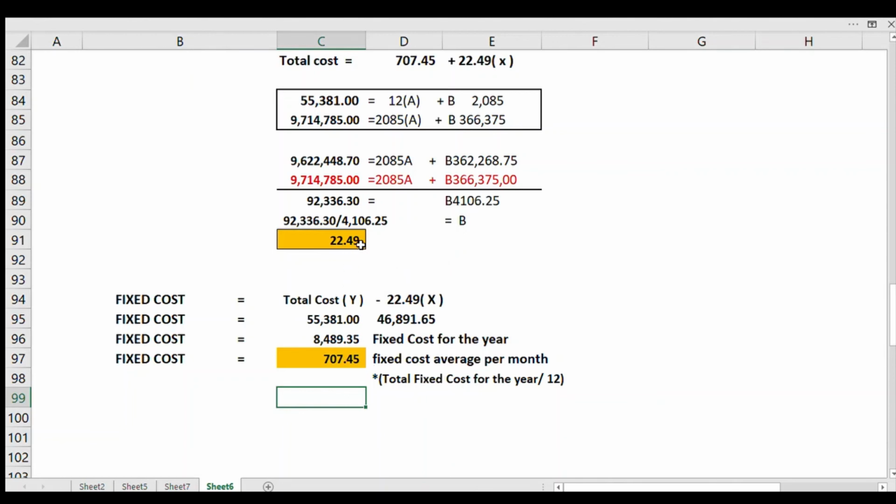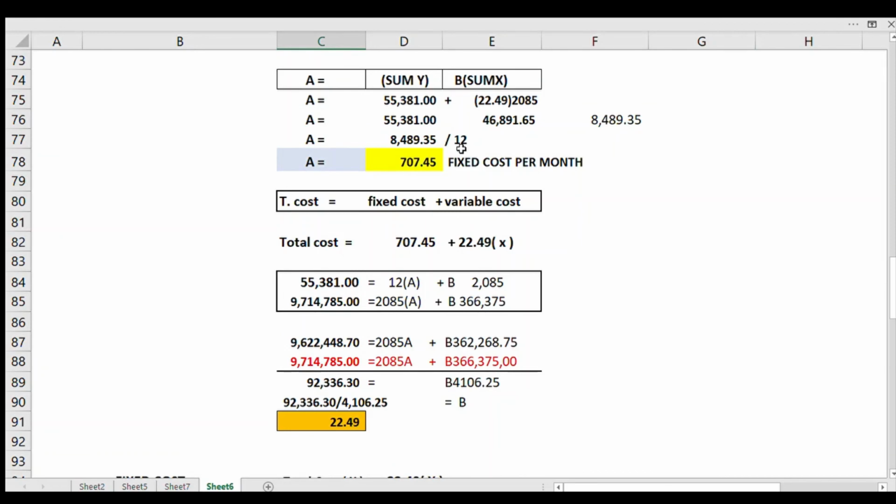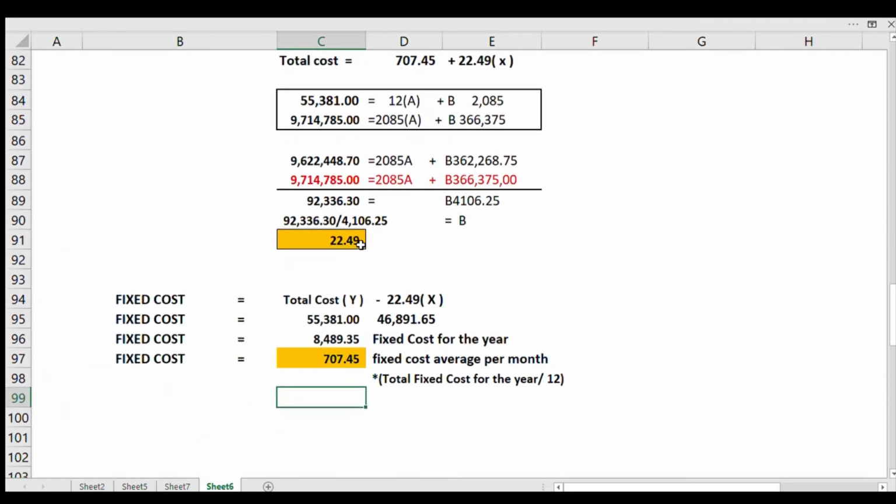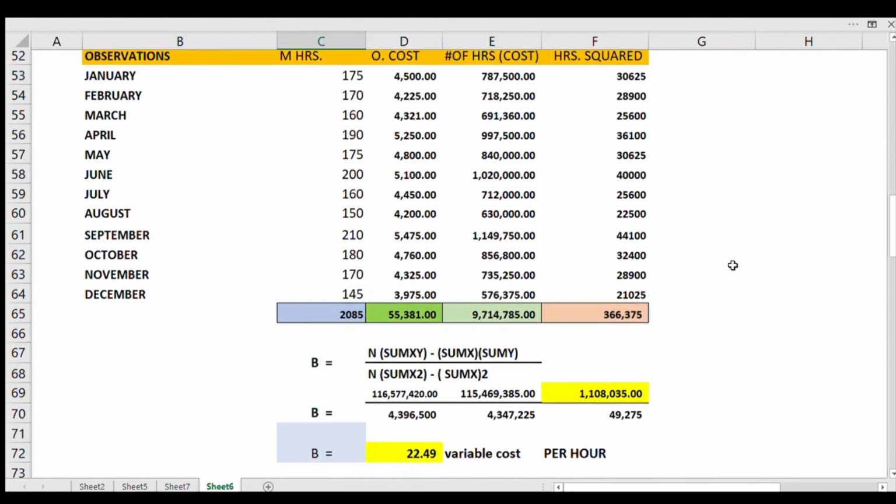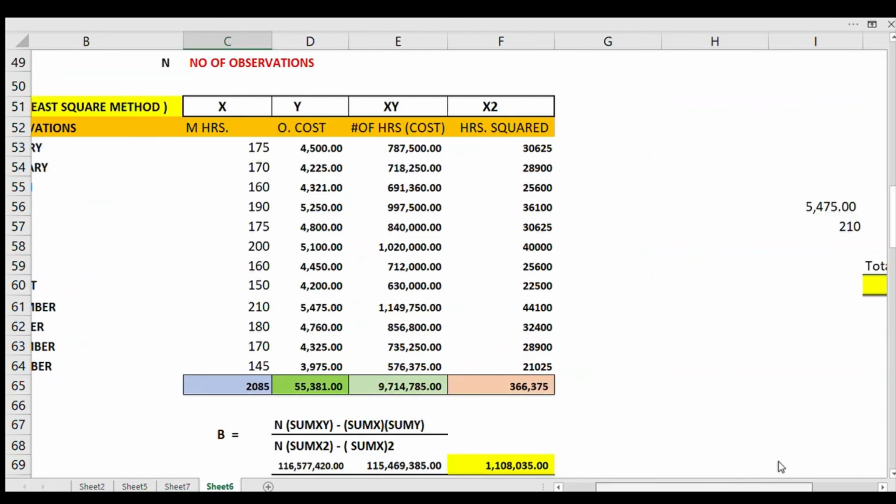Dito sa ating ginamit na least square, ang variable cost natin ay 22.49. I-label natin siya variable cost per hour. Okay? Tapos dito, yung nakuha natin ay fixed cost for the whole year, at ito naman ang fixed cost per month. So, that's how they differ, no? Magkaiba sila, no? Kung compare natin sa high-low method na nakuha natin kanina, no?